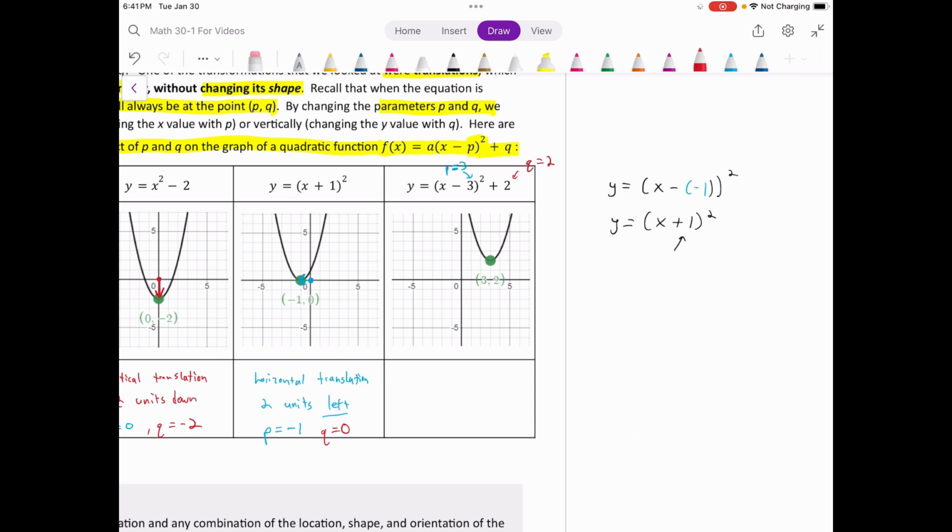Okay, and we can see that the vertex has been translated horizontally from 0 as the x coordinate to, sure enough, 3 as the x coordinate.